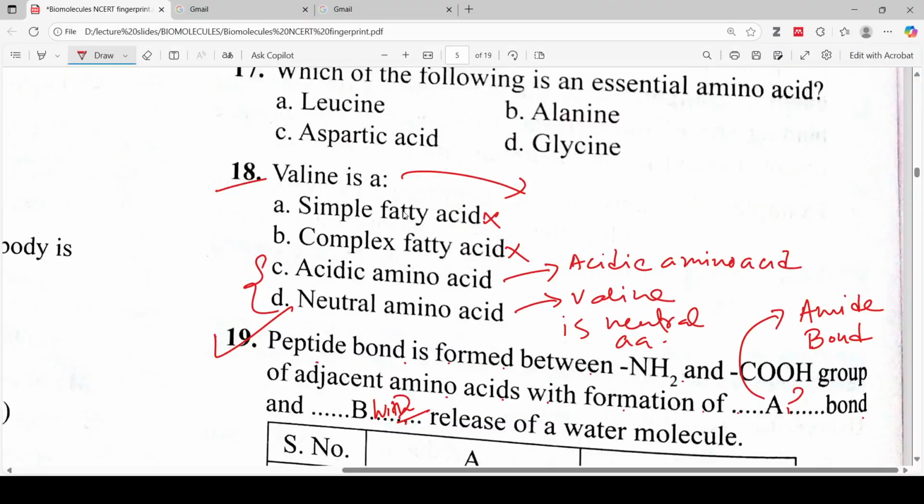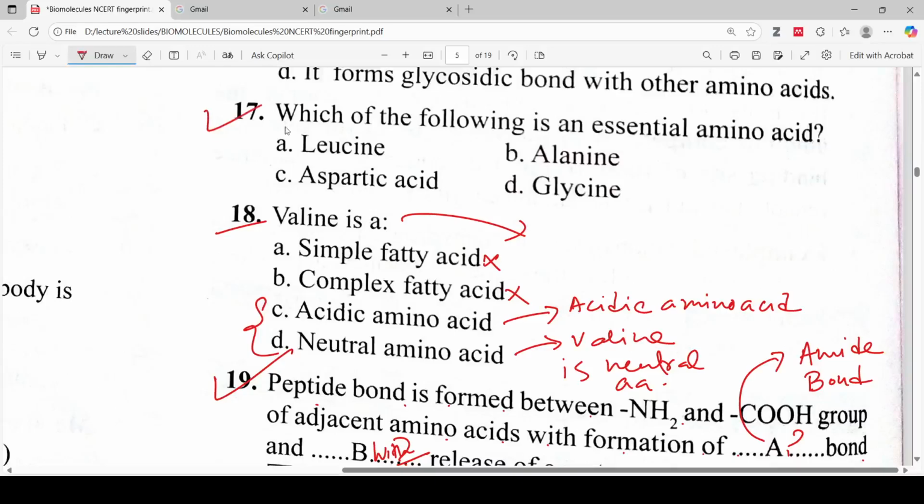So next question. Which of the following is an essential amino acid? Leucine, aspartic acid, glycine, alanine. So glycine is not an essential amino acid. Alanine also not. Aspartic also not. So leucine is the correct answer for this question.